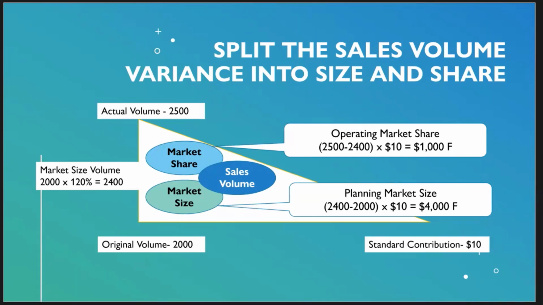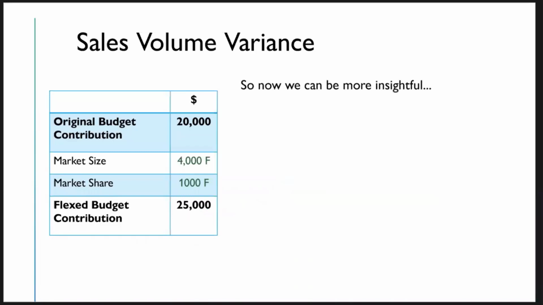Hopefully by using my diagrams, you can easily see that all you had to do is place a new budgeted figure for volume in between the actual and the original, and therefore you split the variance. Now we can be more insightful. This is the whole point. Why do we bother splitting it? So we can understand what is controllable and what isn't controllable.